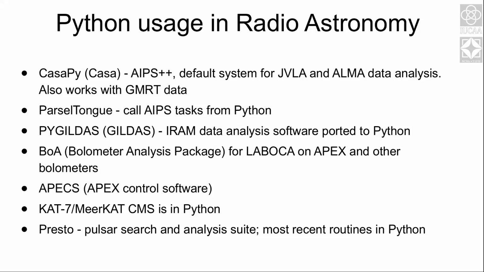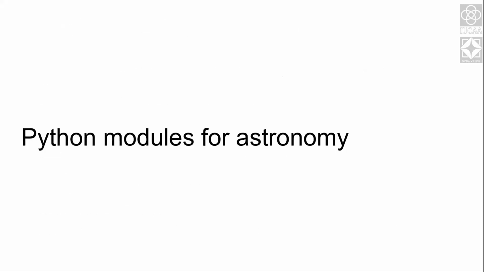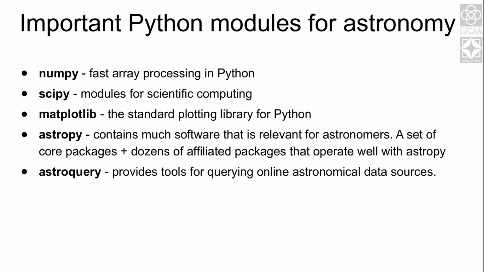Most of the new developments are happening in the Python language. If you want to use Python for astronomy, then the most important tools are listed here. You need to use something called NumPy, which allows for fast array processing, a module called SciPy, which provides a number of modules for scientific computing, and a plotting tool called matplotlib. It's the standard plotting library for Python.